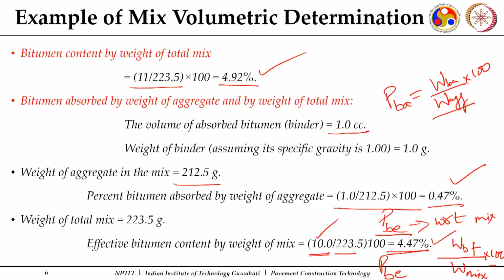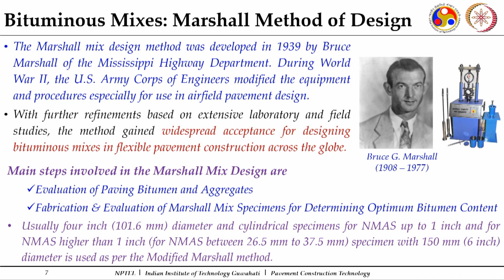Now, because of the absorption of the binder, the initial binder content which was 4.92 is effectively 4.47 only, because a part of it is getting absorbed into the aggregates. So, this explains the volumetric computations which are to be done, or understood, during the bituminous mix design, during the volumetric mix design.